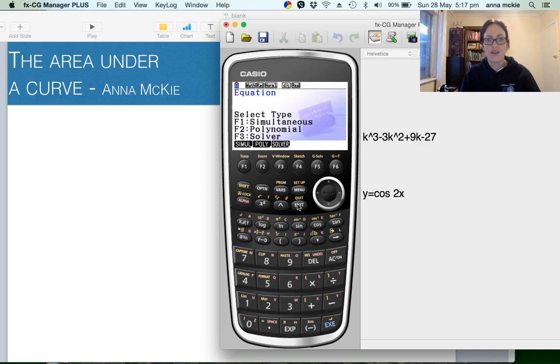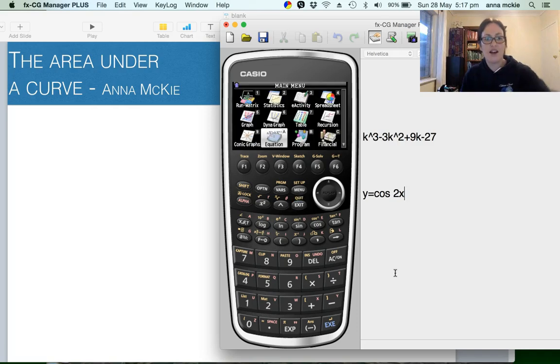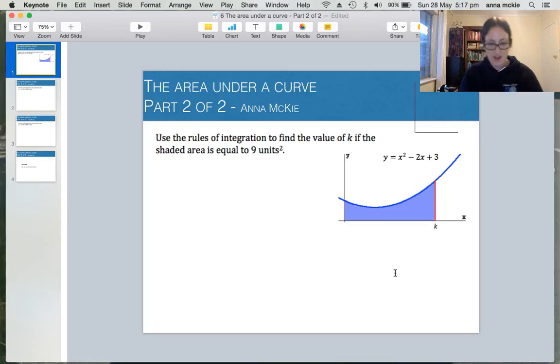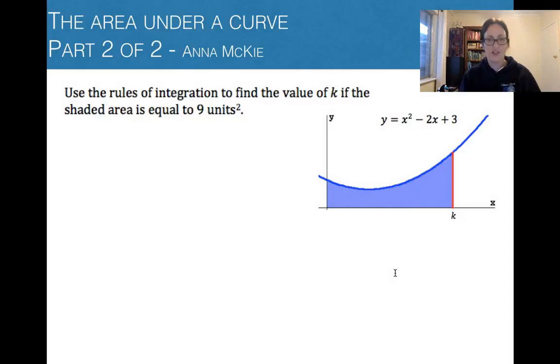So we'll go back to our question. Mine will have disappeared, but that's okay. And we'll write that our final answer is therefore k is equal to 3. So that's how we finish that off.